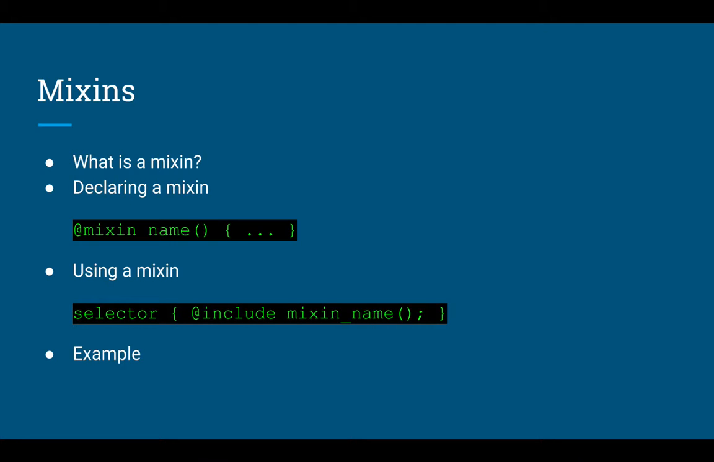A mixin essentially is a piece of code that you can use and reuse those styles multiple places in your style sheet. It's declared using @mixin, and then the name of the mixin with any parameters you want to pass in, and then whatever your style is. And then you use it by saying @include, and then the mixin name, passing it any parameters that you need to.